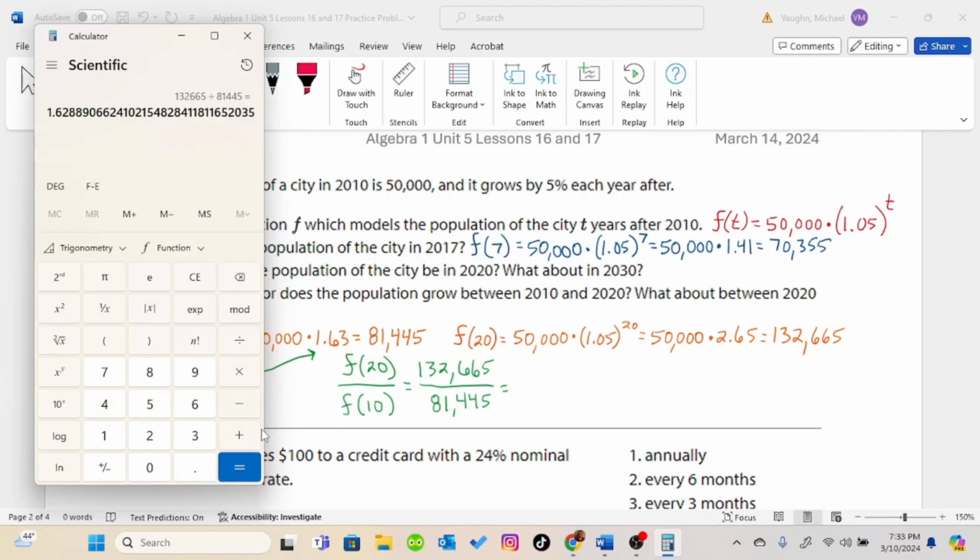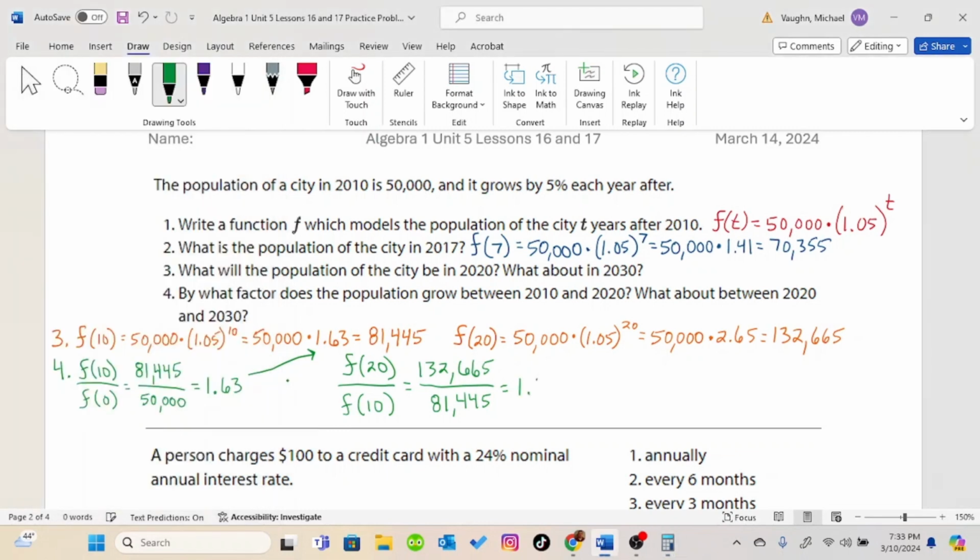And this also comes out to 1.63. So we can see we had the exact same growth factor. That is the whole point of an exponential function. It is always being multiplied by the same amount. So if it's being multiplied for 1 year, it was being multiplied by 1.05. But every 10 years, that multiple is 1.63.